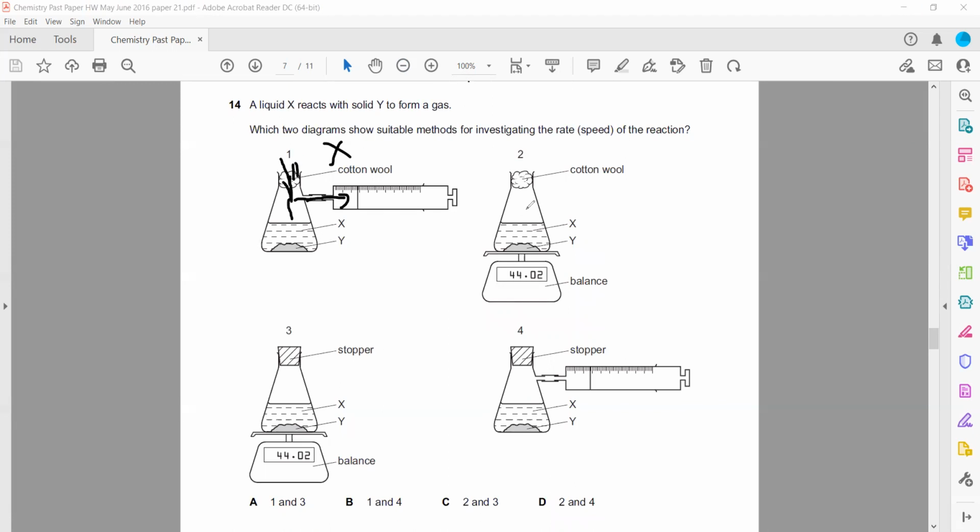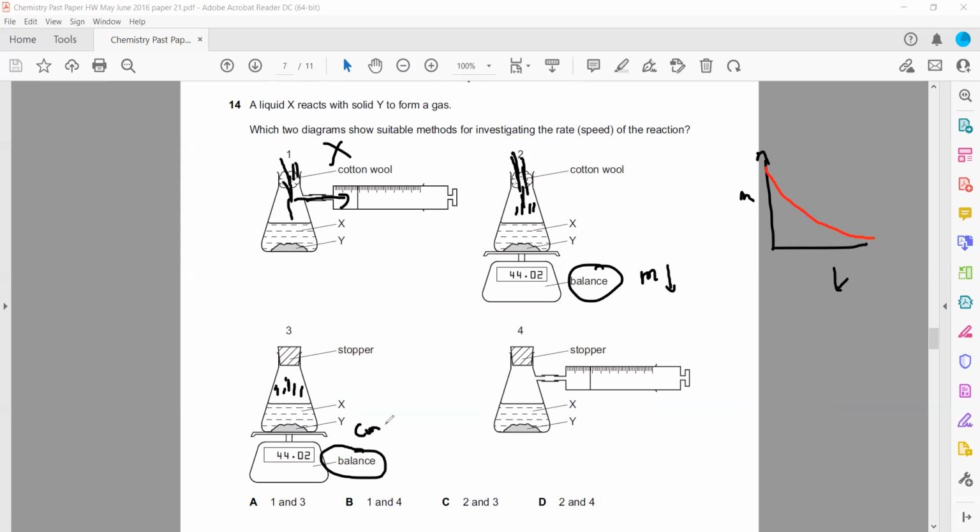Two will work because when the gas is given off, this gas will escape. So what will happen? The reading on the balance will decrease and we can work out the speed or the rate of reaction by measuring how much the mass has changed or decreased with respect to time. For C, it won't work. Why? Because the gas is given off, but that gas does not escape due to the presence of a stopper. So the mass will remain constant. The reading on the balance won't change.